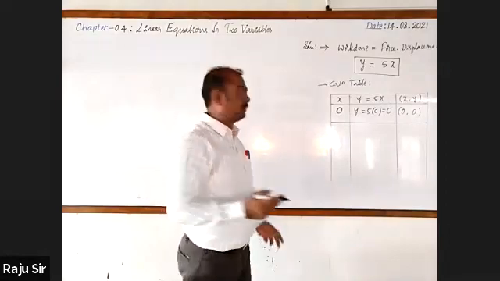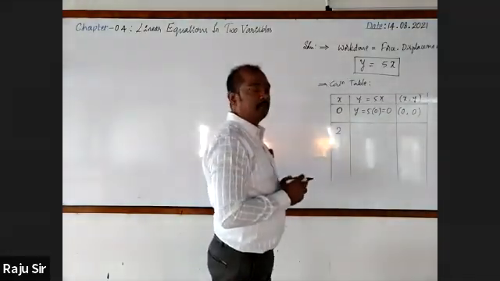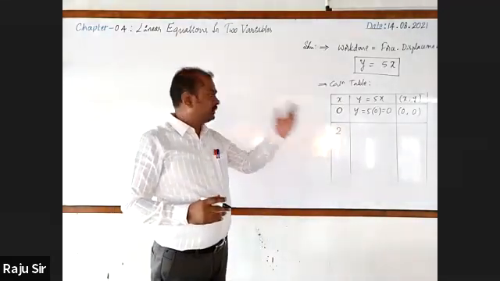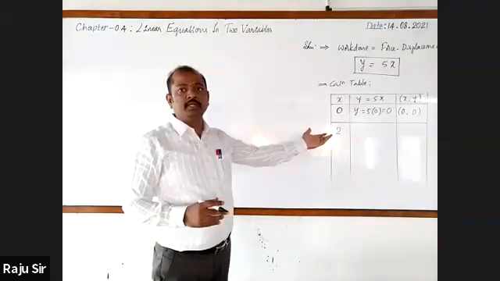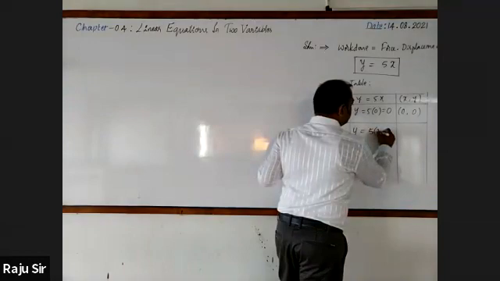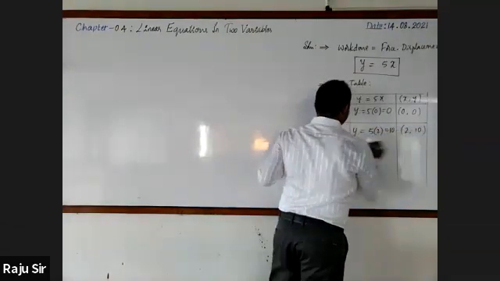Then you may take 2. If due to the application of force, the displacement of the body is 2 units, then the work done will be y is equal to 5 into 2. It is equal to 10. It is 2 comma 10.